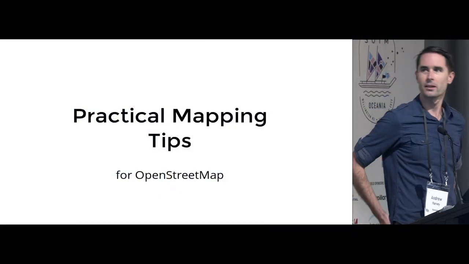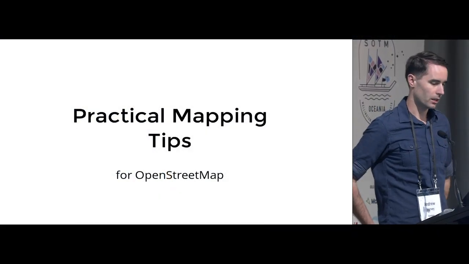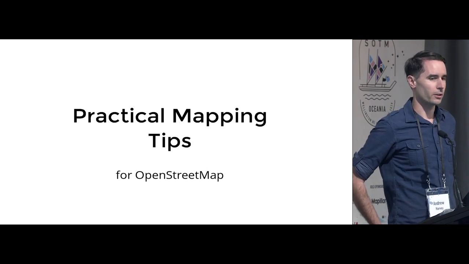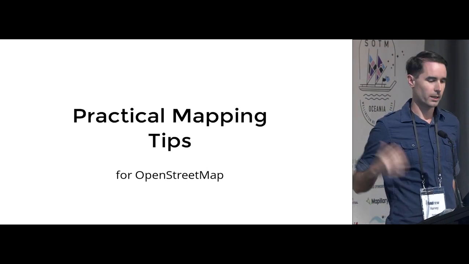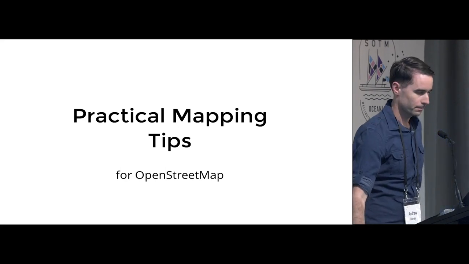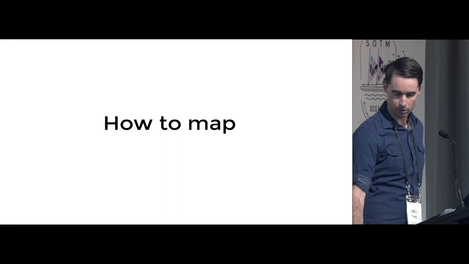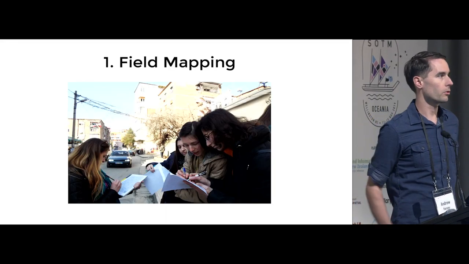Hi everyone, so this is very much aimed at beginners, but hey, even if you're an expert in OpenStreetMap, you don't know everything, and hopefully you'll pick up a few tips. So first off, how do you actually map in OpenStreetMap? You can go out and do some field mapping.